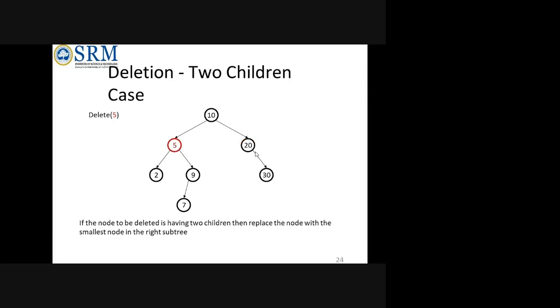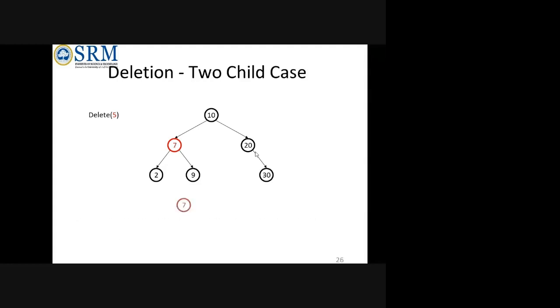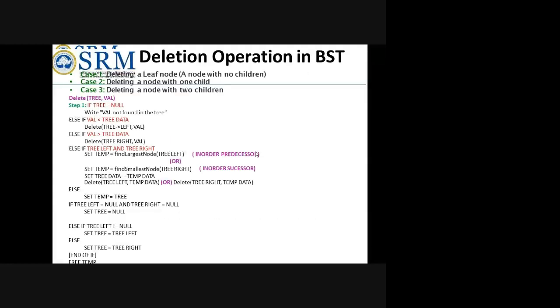Then if I want to delete 5, which will be replaced? 2, because it is with two children. Either you can take 2 or you can take 7. Yes, good. So either you can take 2 or you can take 7. So for the two-child case, you can go through this. This is an algorithm only.